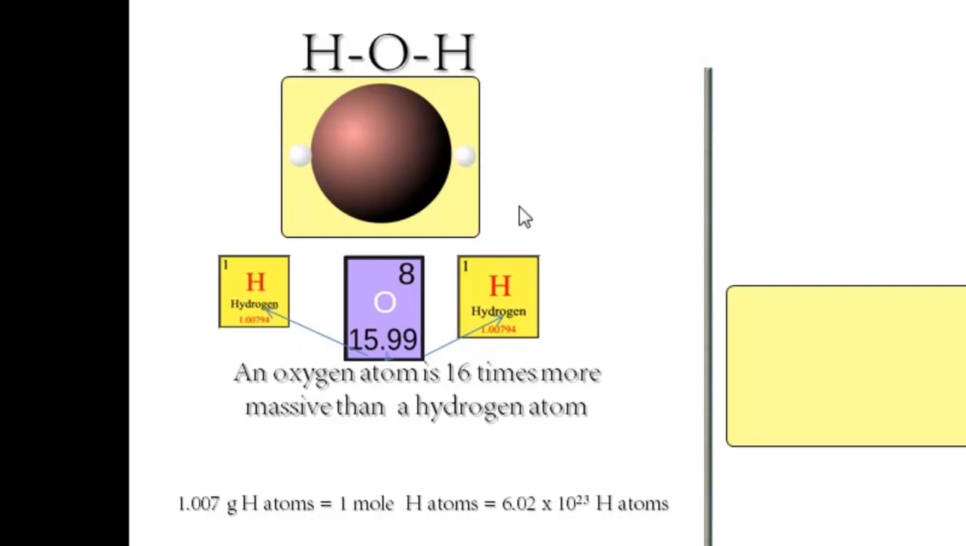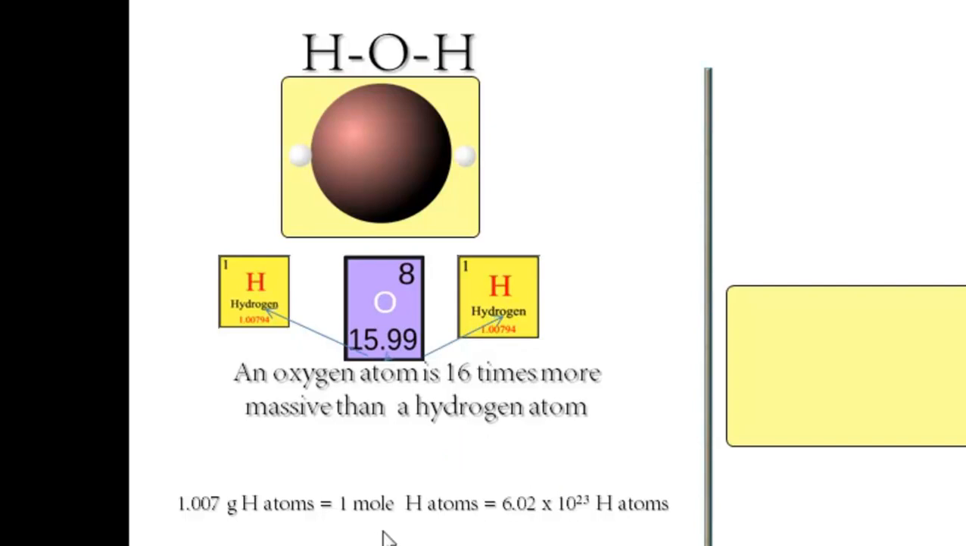A gram of hydrogen atoms, notice that that is the average atomic mass of hydrogen. It is also its molar mass. That means it contains a mole of hydrogen atoms. Somebody worked it out and found out that there's 6 times 10 to the 23rd hydrogen atoms. Anytime you use the average atomic mass, it is 1 mole of those atoms.